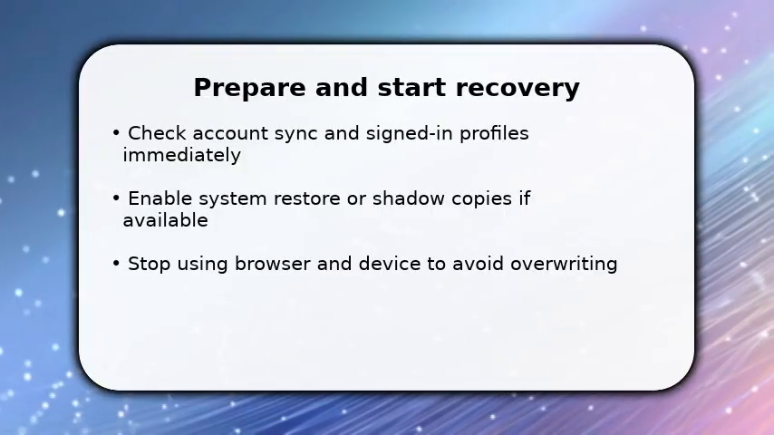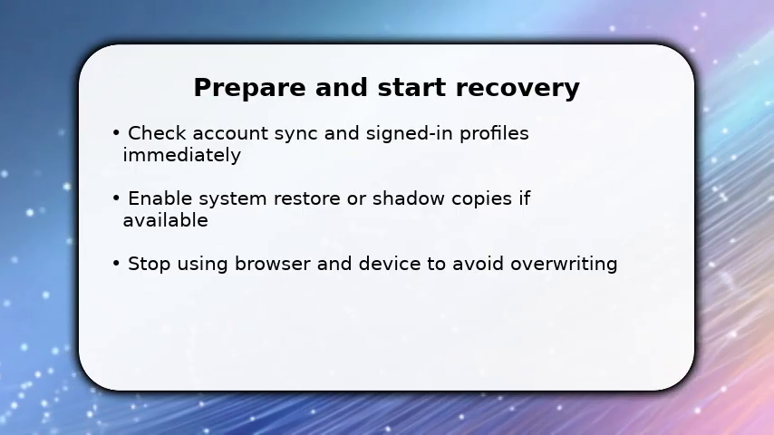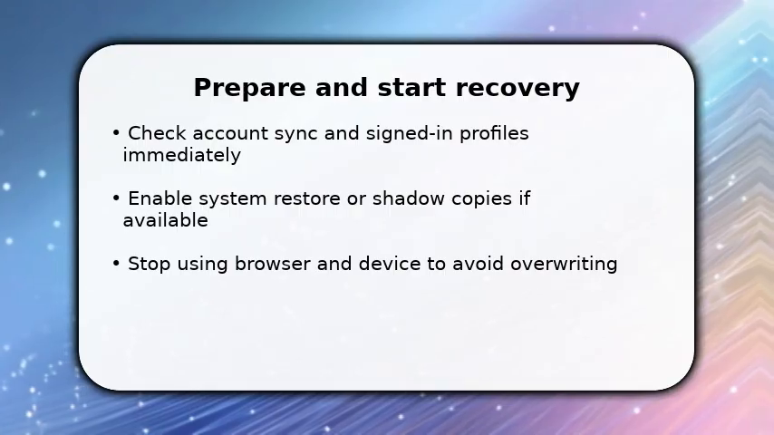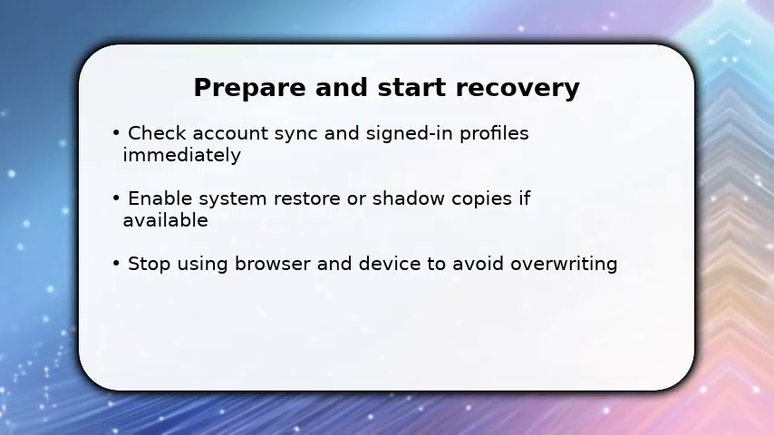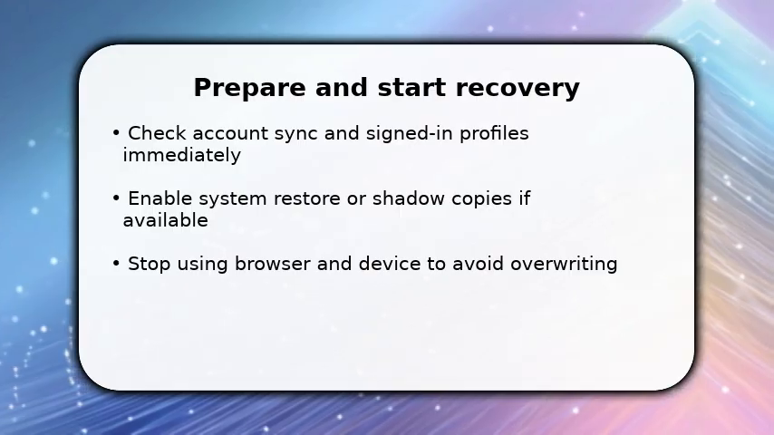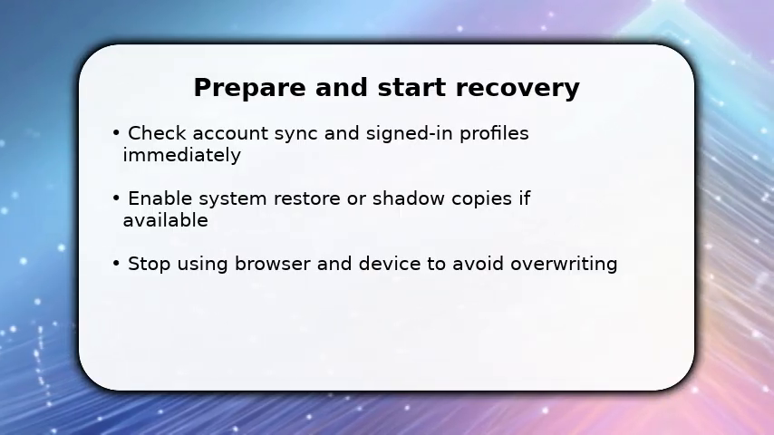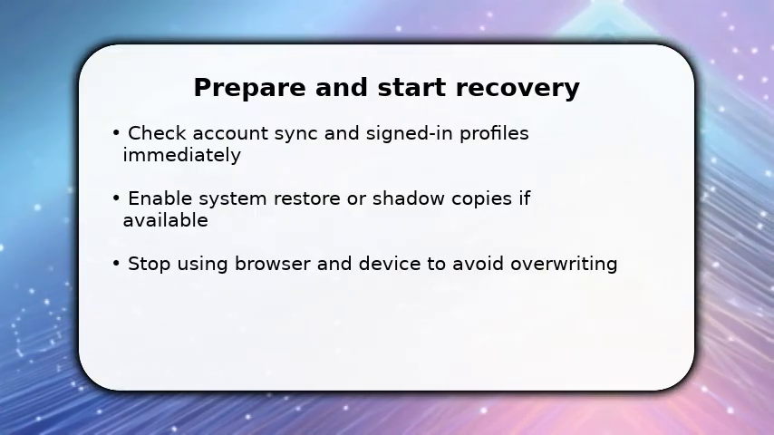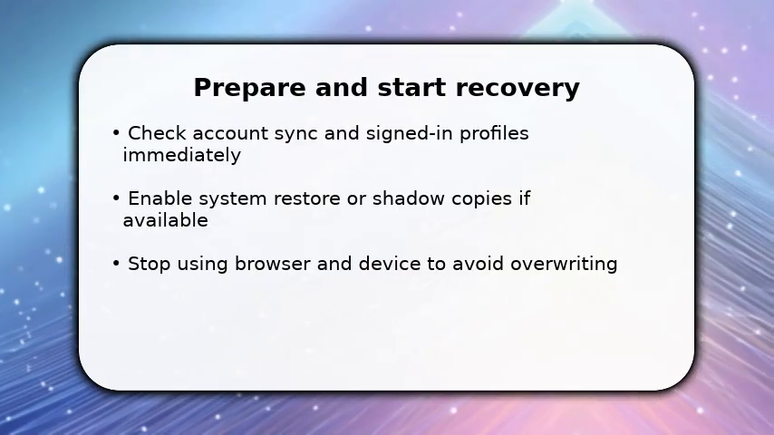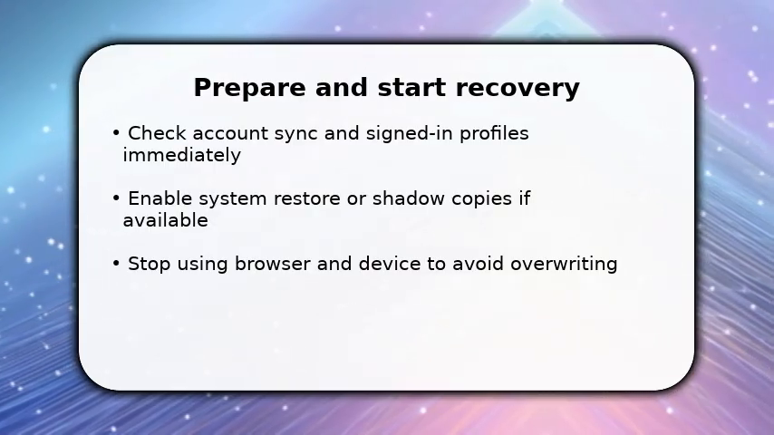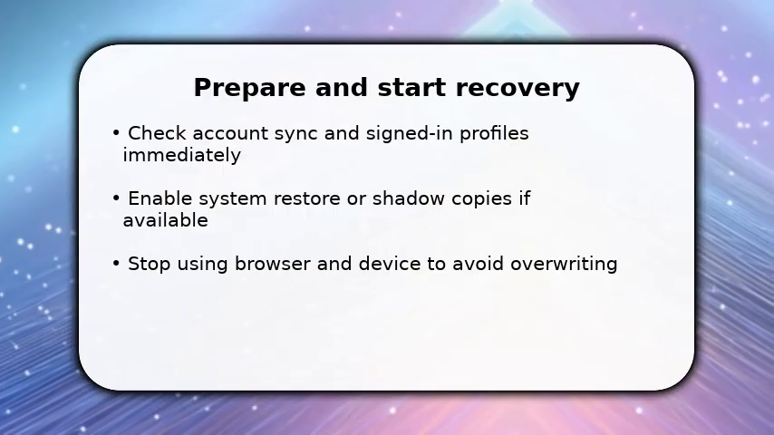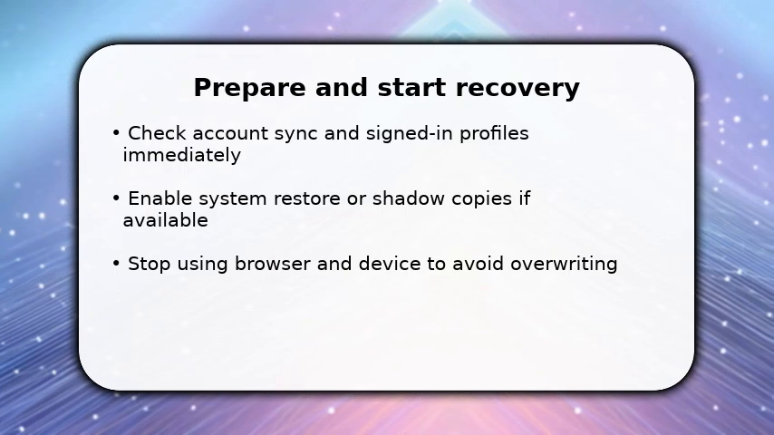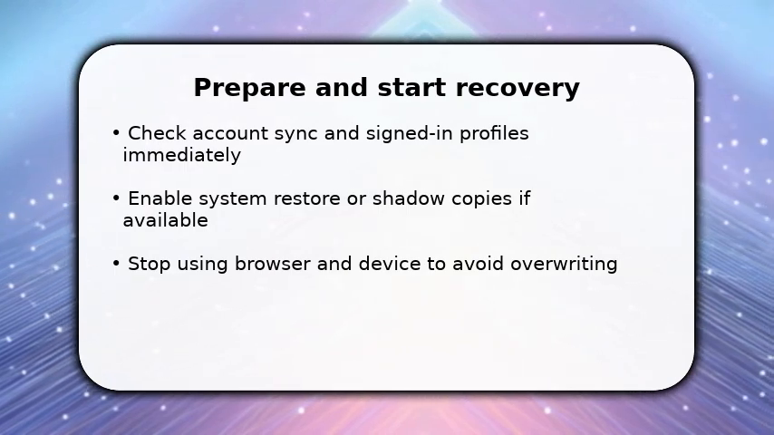You begin now. Stop browsing and disconnect from the internet if possible to prevent new writes. Verify the user profile and browser account sync state because synced history may be recoverable from the cloud. If you have System Restore, File History, or Volume Shadow Copy enabled on Windows or Time Machine on Mac OS, locate the most recent snapshot. Once done, make sure you create a forensic image or backup of the disk before proceeding so you can try multiple recovery methods without losing data.